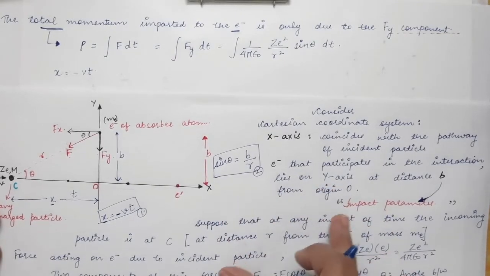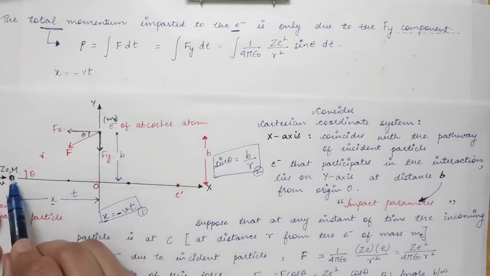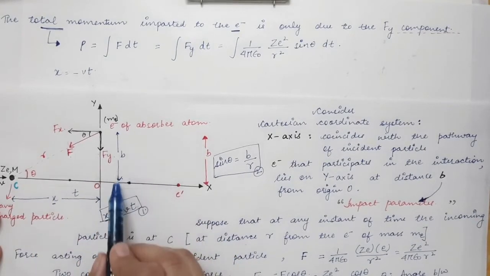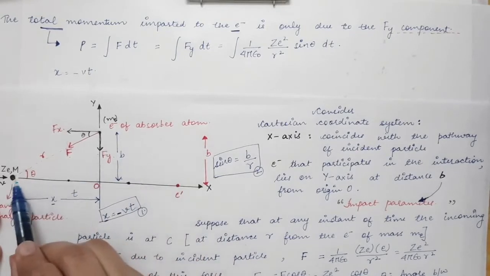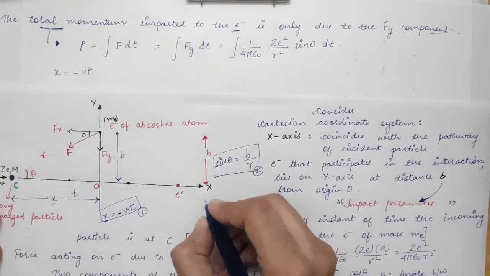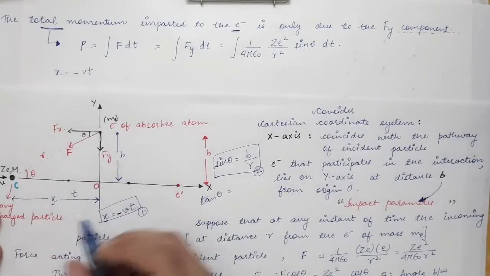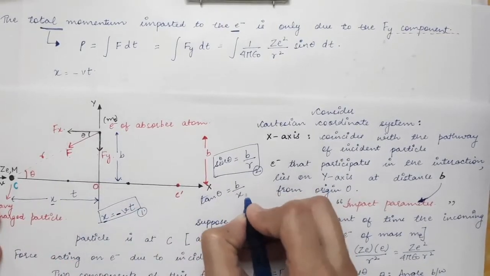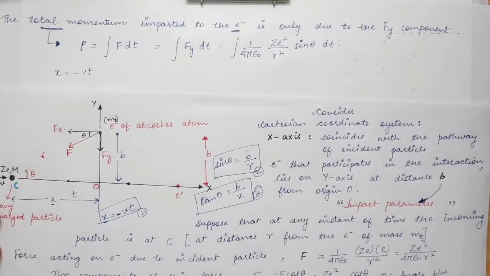And the last one is the relation of x and b. So this is the distance x and this is b. So how are theta, x and b related? So this is the base and this is the perpendicular. So tan of theta is perpendicular over base, which is b divided by x. So these three expressions we are going to use now.